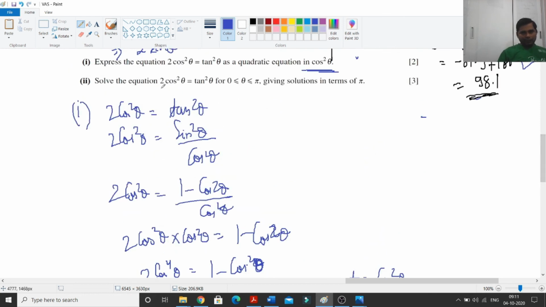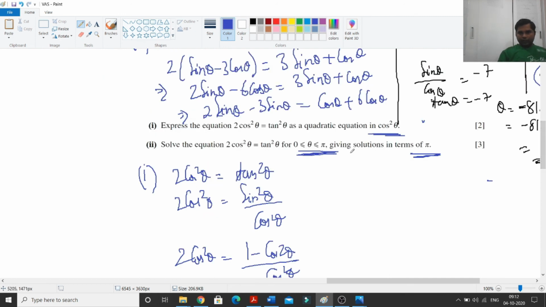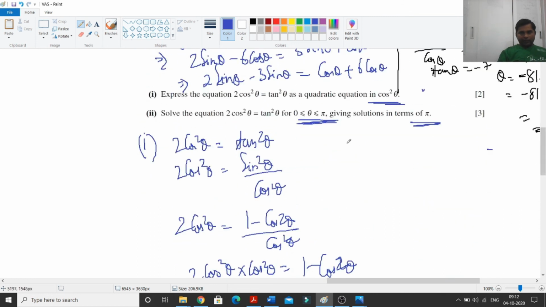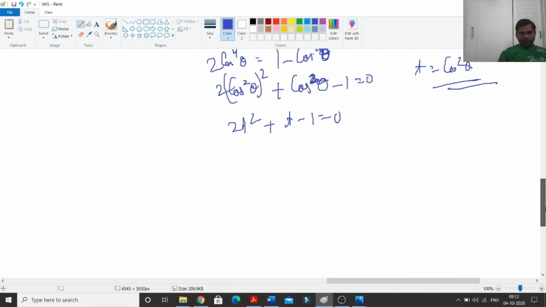The second part is to solve 2 cos square theta equals tan square theta between 0 and pi. We have to give the answer in terms of pi. Solving this means solving the quadratic 2 (cos square theta) square plus cos square theta minus 1 equals 0. So let's assume t is equal to cos square theta, so we got 2t square plus t minus 1 equals 0.